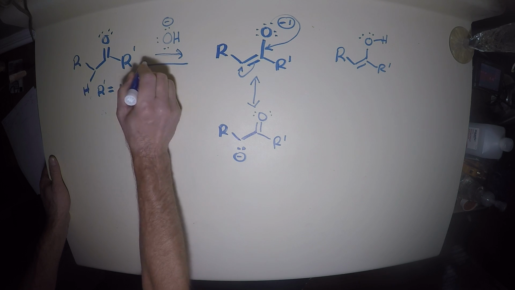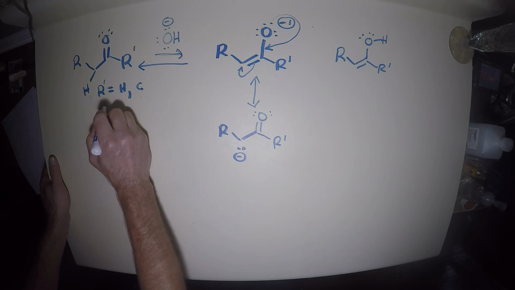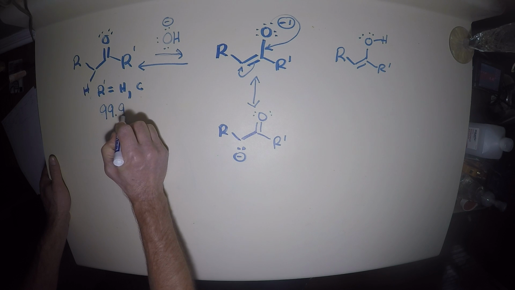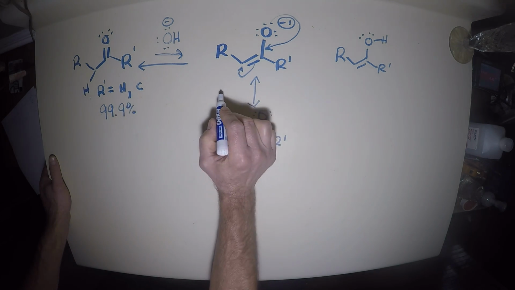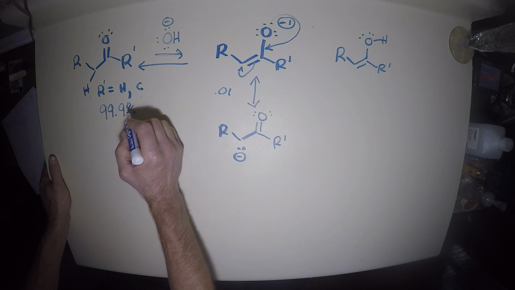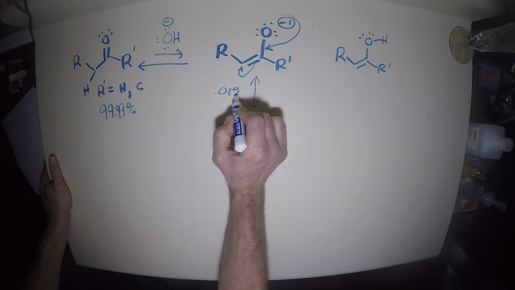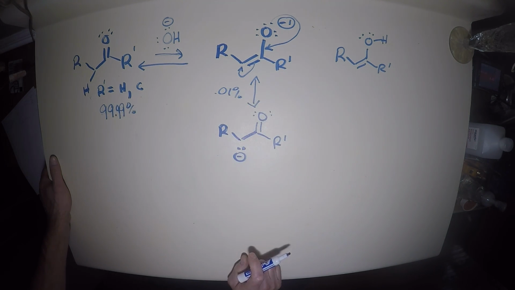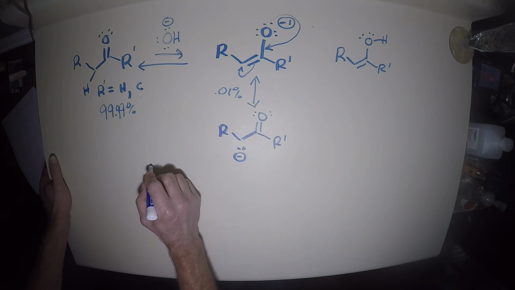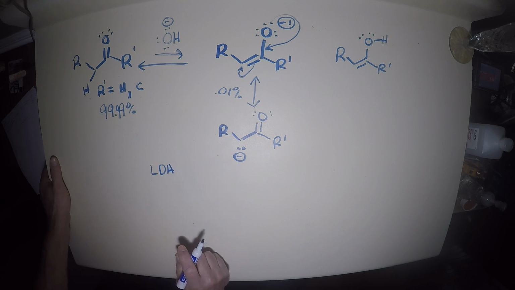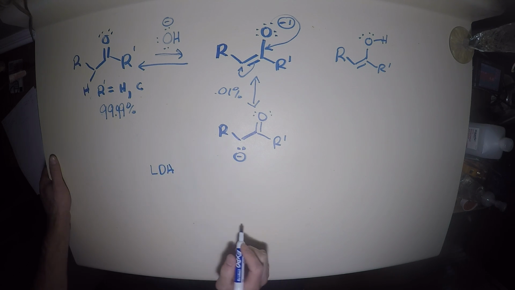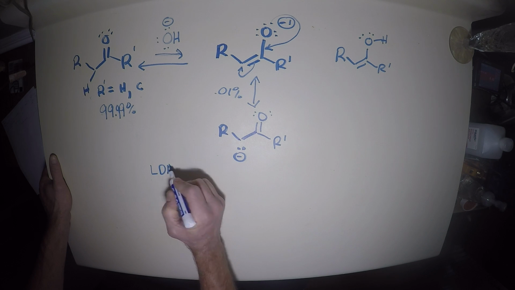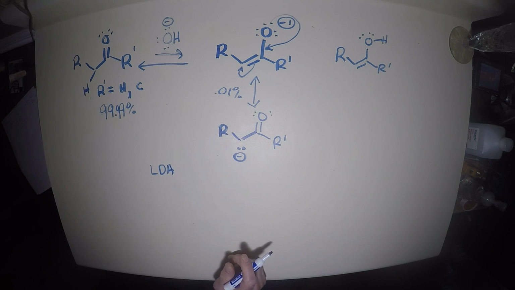The equilibrium lies far, far, far to the left, such that it would be 99.9% aldehyde and only a very small amount of enolate. If, however, we wanted to fully form the enolate, we could use our old friend LDA, acronym for lithium diisopropyl amide. Very important as it's a very strong yet hindered base, so not very nucleophilic, but is very basic.